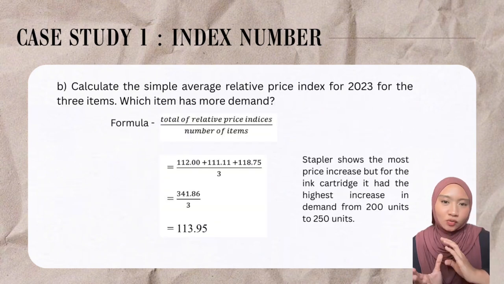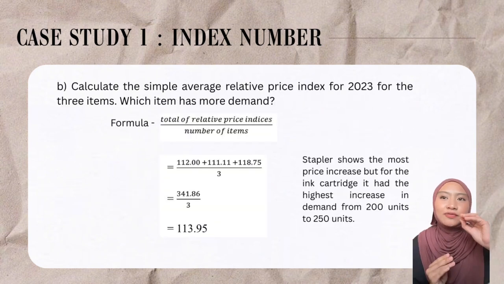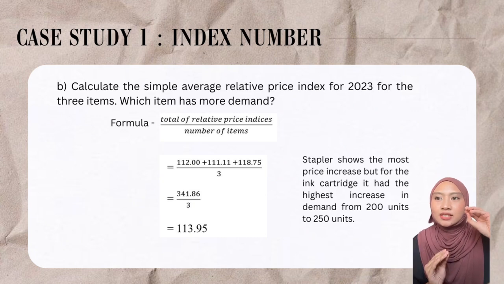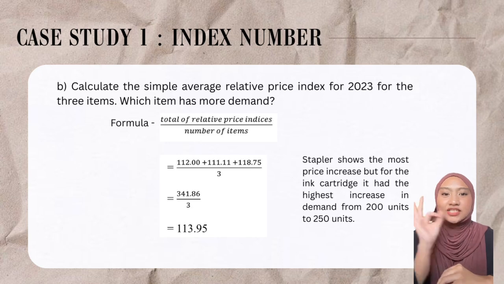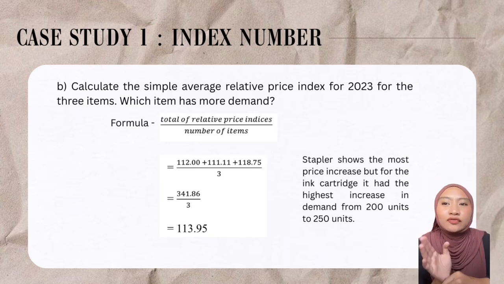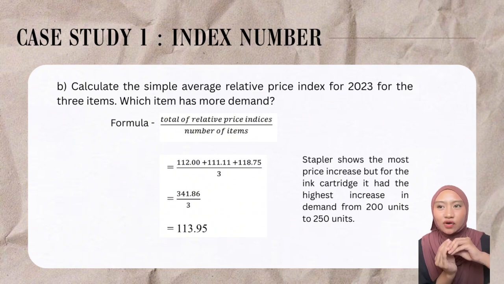Next, for part B, the question asks to calculate the simple average relative price index. The formula I use is the total of relative price indices divided by the number of items, which is 3. We just need to take the total from question A, and divide by 3 because the question wants an average of the items.